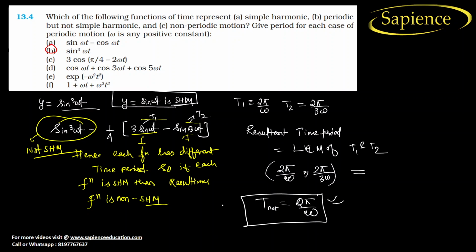Okay. So the conclusion is: periodic with period 2 pi by omega, but not S.H.M.